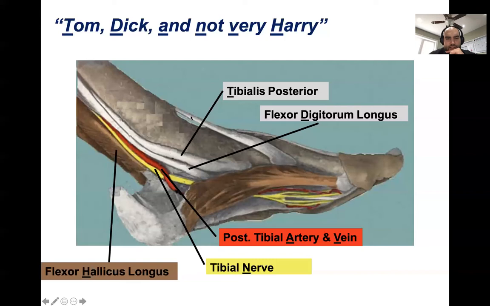Does anyone know which tendon this is? If I were to ask that right now, I haven't really talked about it yet, but this is a pretty special tendon. I'm going to leave that as a question as we carry on. I'll see if anyone knows what it is.